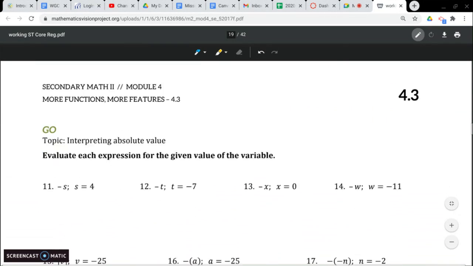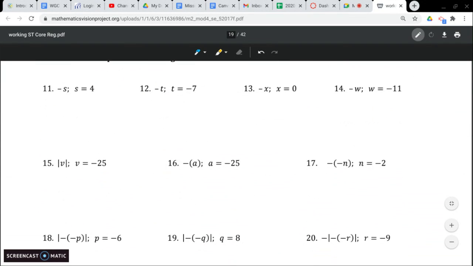All right, the last section. Those are all different forms of the absolute value. Expression is your keyword for this lesson, expression. We want to evaluate each expression for the given value of the variable. So we're going to do a couple of these.